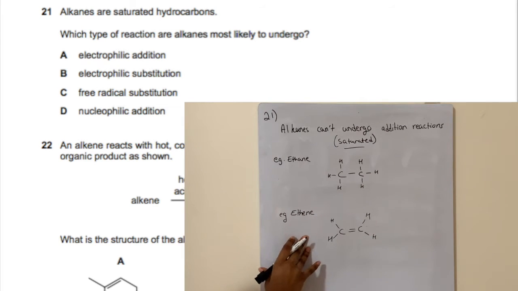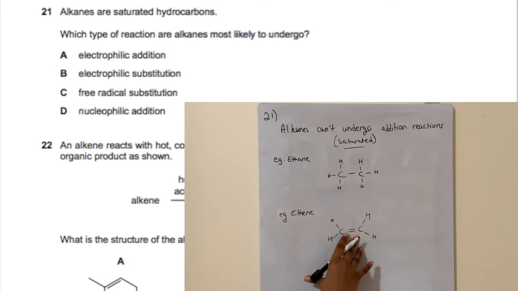And here we have an alkene. An example is ethene that I've chosen. And basically there's a double bond here. It's unsaturated because, well, not all the bonds are used up.